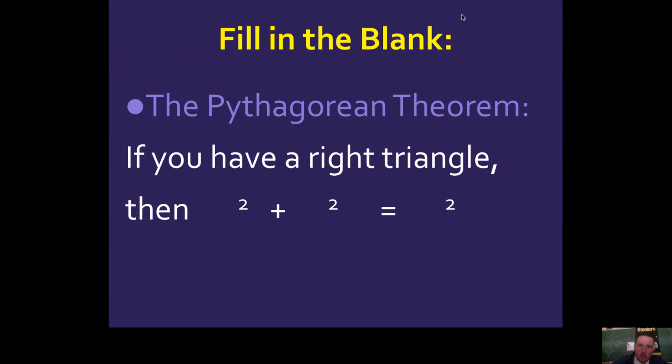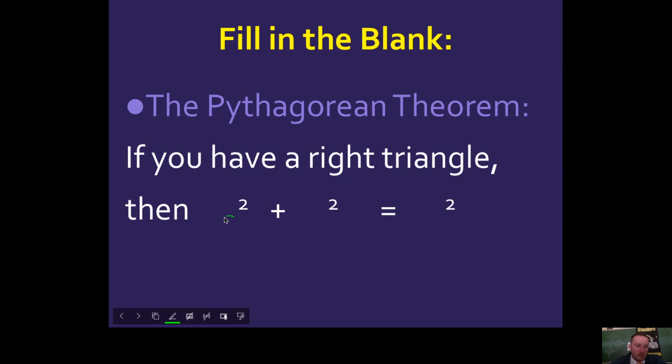This is section 7.2. It's on the converse of the Pythagorean theorem. So we're going to fill in the blank. The Pythagorean theorem says this: if you have a right triangle, then something squared plus something squared equals something else squared.